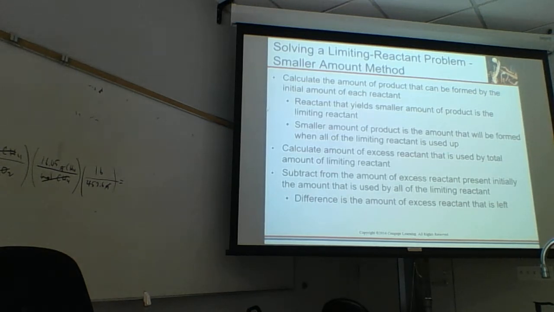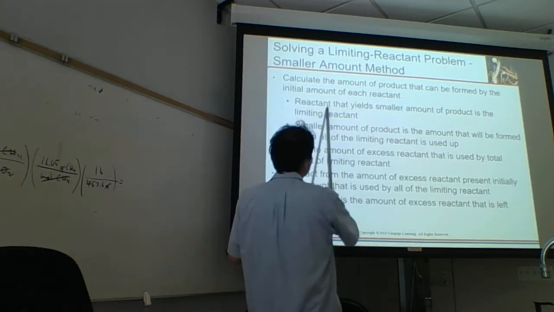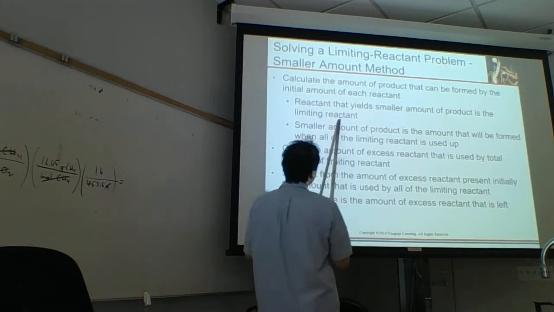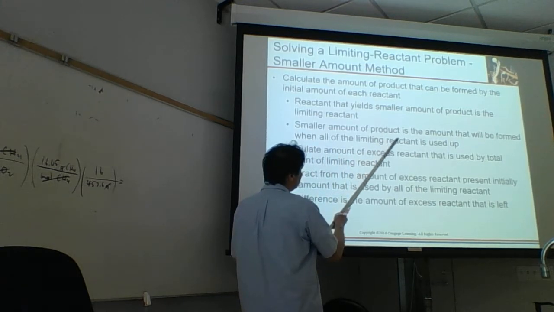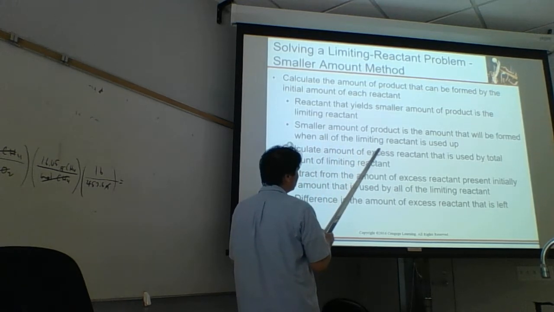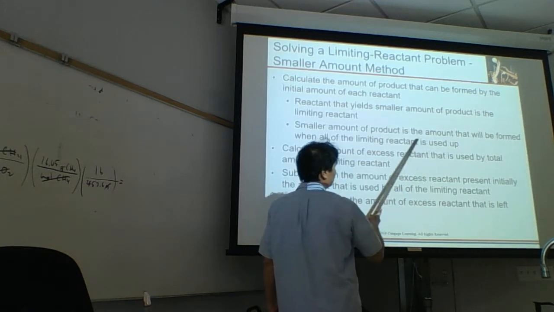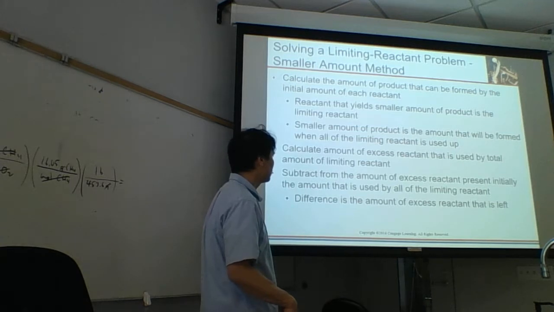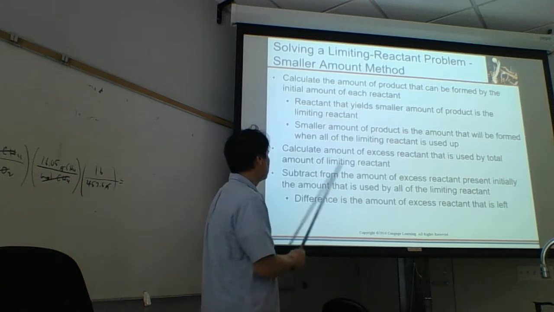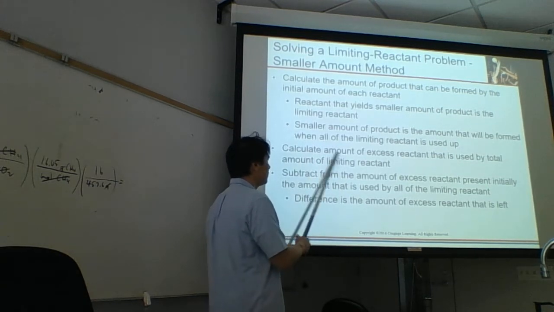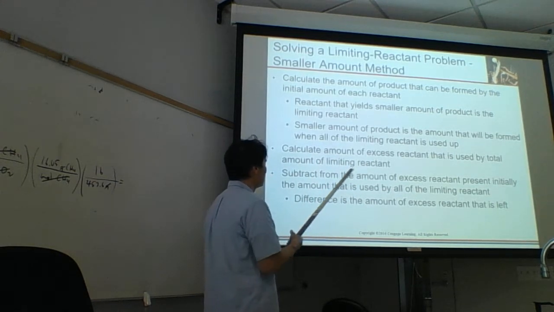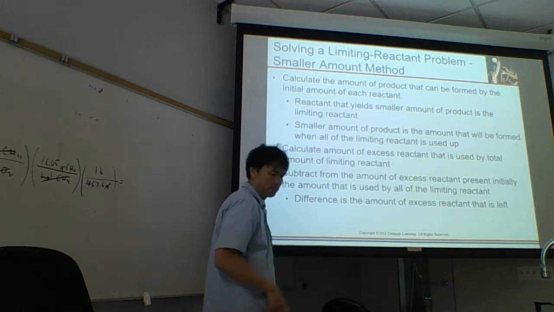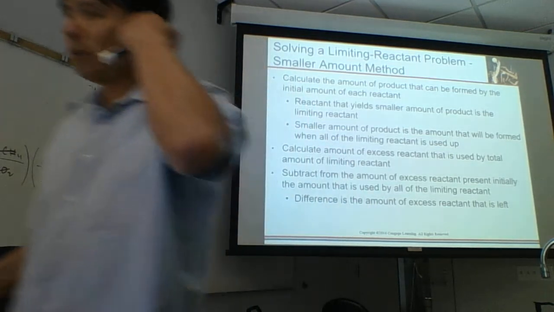Okay, there are some additional calculations here. The reactant that yields the smaller amount of product is the limiting reactant. The smaller amount of product is the amount that will be formed when all of the limiting reactant is used up. We call this the theoretical yield. The theoretical yield is how much you can form based on the limiting reactant. In theory, that's as much as you're going to get. Okay, these are bonus calculations here. Calculate the amount of excess reactant that is left over, which we did.